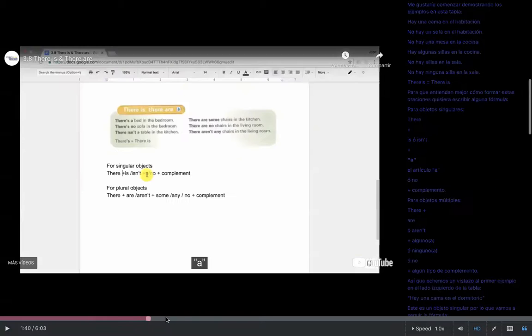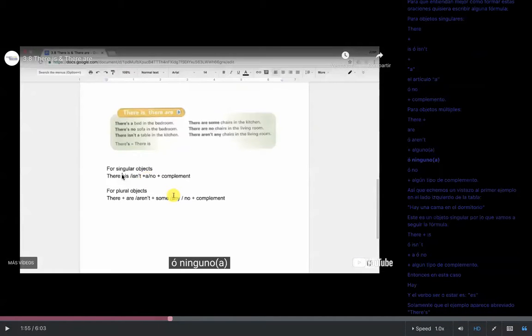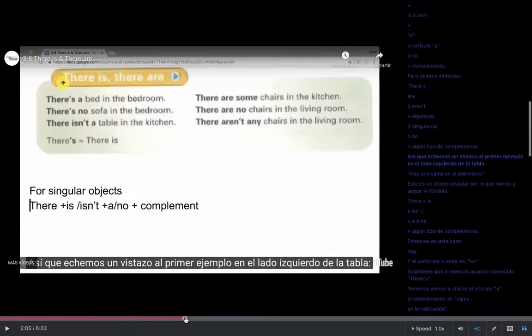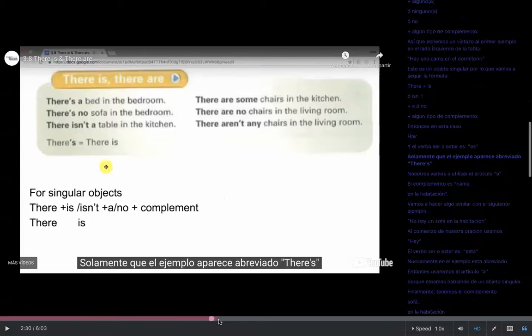So how do we form them? Okay. We use the expressions there is or there isn't, and then we use the word a or no in the complement. If it's plural, like this, there is, there isn't. So for example, there is a table. There isn't a chair. Or there is no table. These are the correct ways.